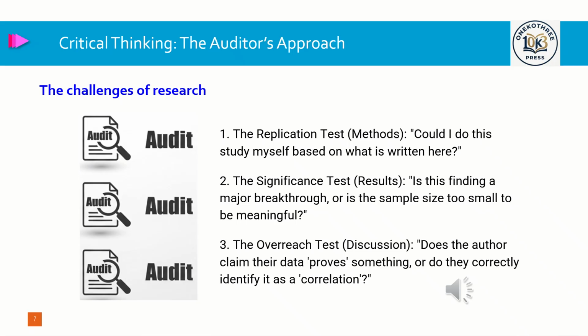In summary, by applying these 3 tests, replication, significance, and overreach, we can become more critical readers and better researchers. These questions help us distinguish between rigorous, trustworthy studies and those that may be less reliable.